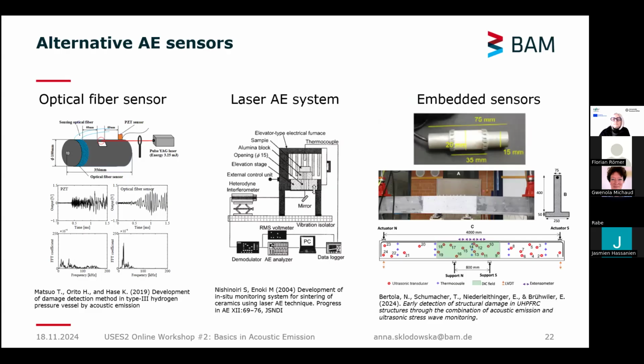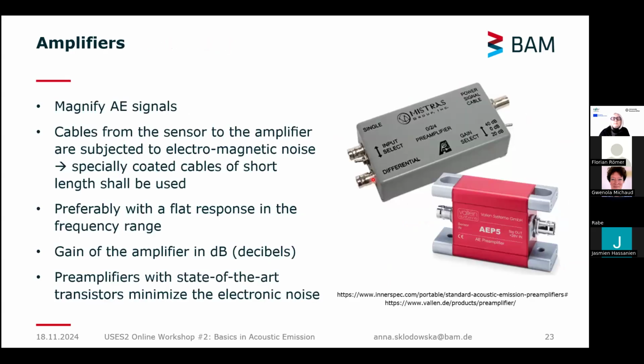And the third type, which is actually used a bit more in research and has quite good potential, are embedded sensors. For example, this is the sensor that was developed in BAM, and it was employed in a recent research where the sensors were embedded during the concreting of the beam, and they can be used easily as acoustic emission sensors. This is also a piezoelectric sensor, not just embedded. Okay, so that's all about the sensors.